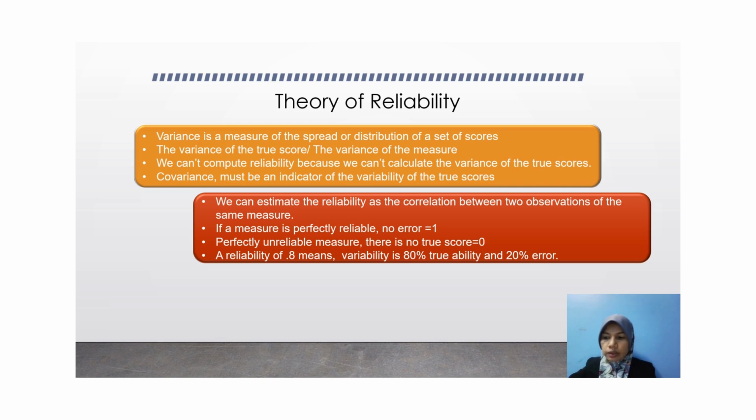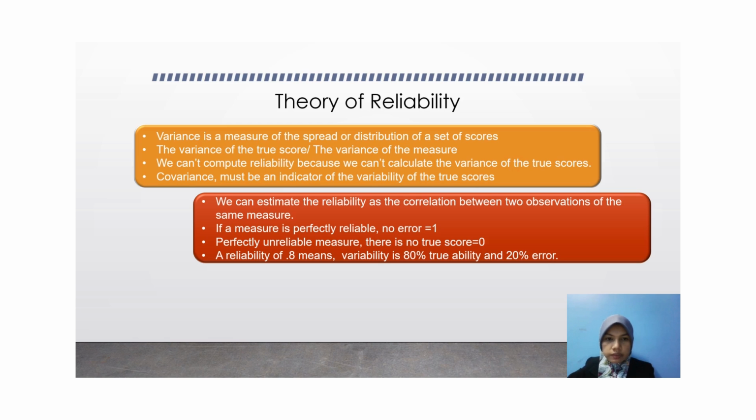Covariance, which simply measures the shared variance between measures, must be an indicator of the variability of true scores because the true scores in x1 and x2 are the only things the two observations share. We can estimate the reliability as the correlation between two observations of the same measure.